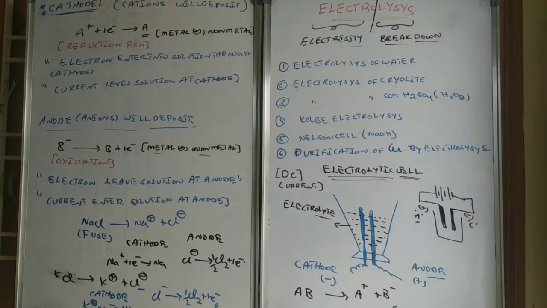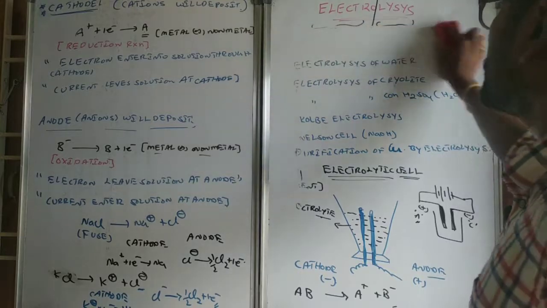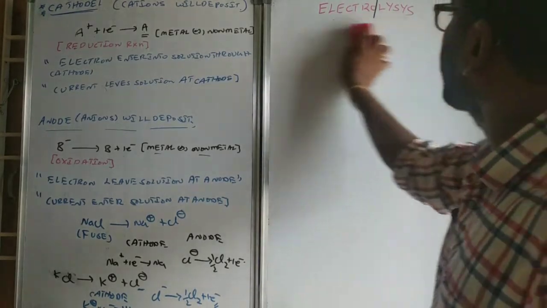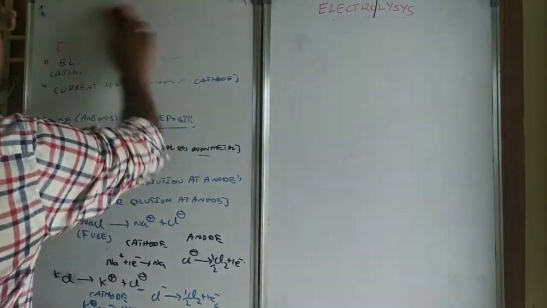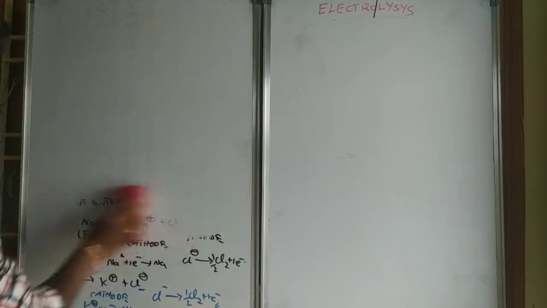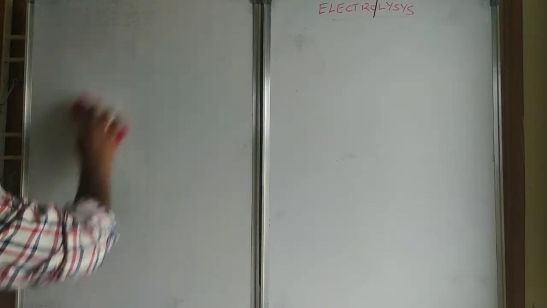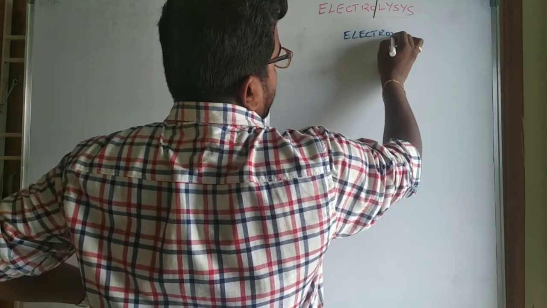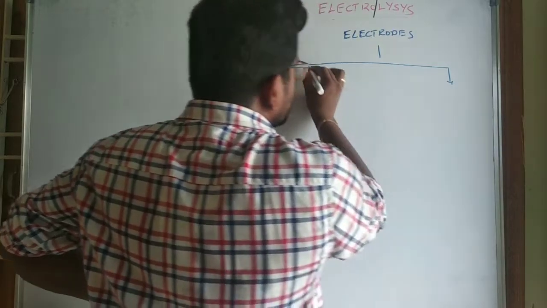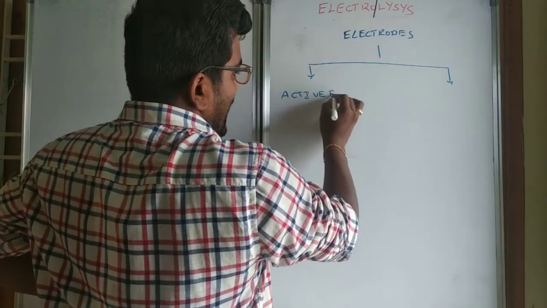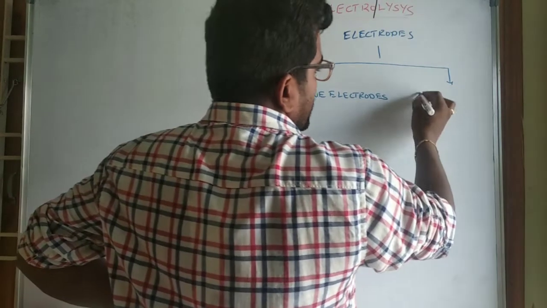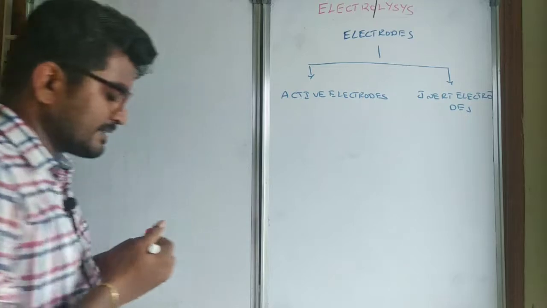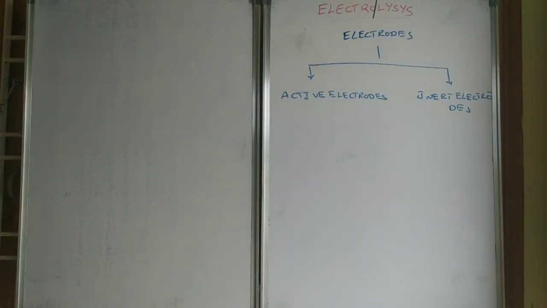Alright. Let's move on. Let us see electrodes. How many types of electrodes are present? Basically, the electrodes we can classify into two types: active electrodes and inert electrodes. What are these active electrodes and inert electrodes?